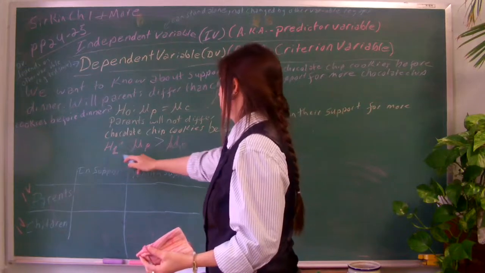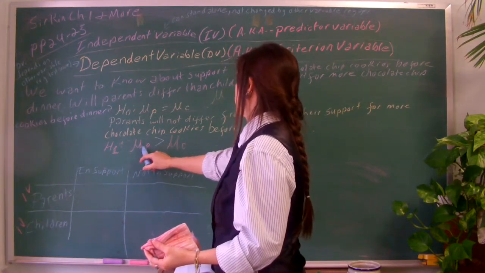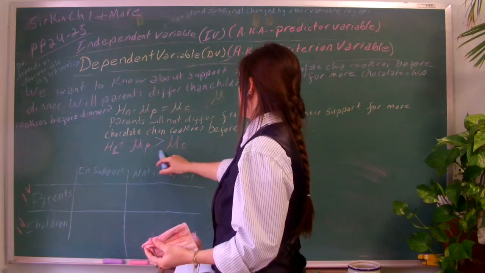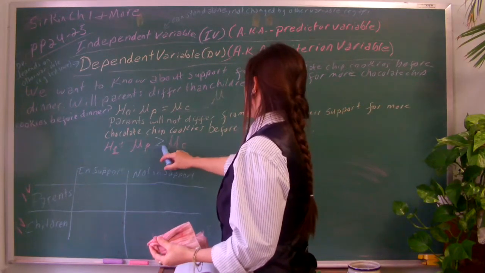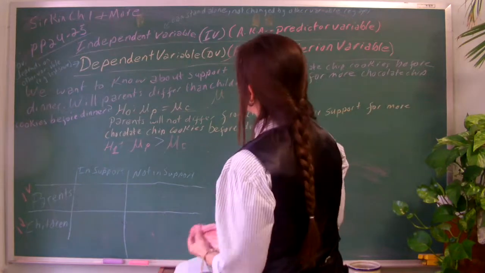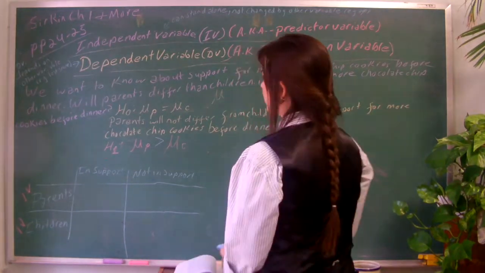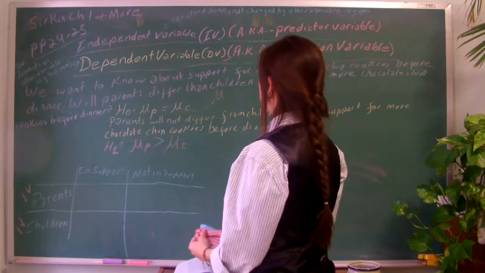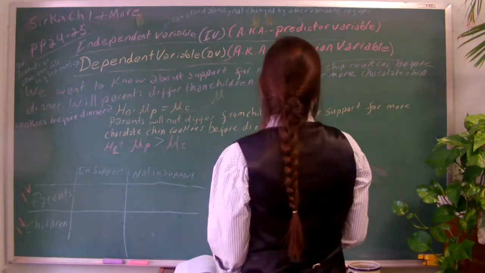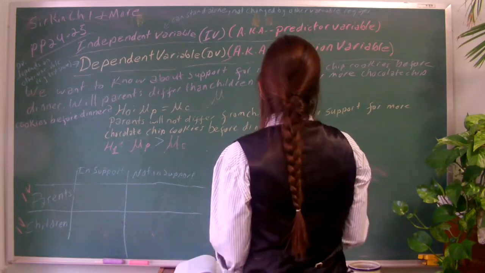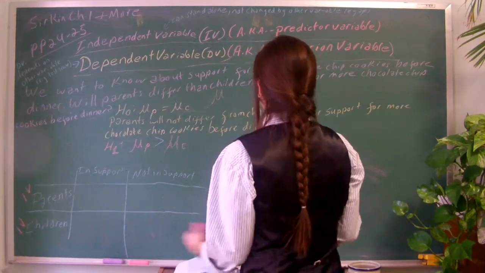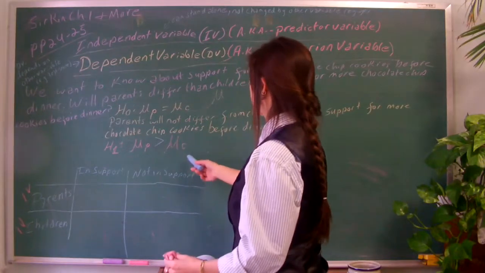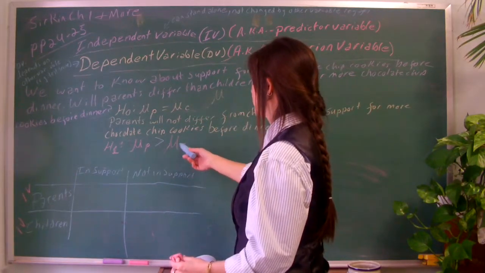So our alternate hypothesis may be like this. Mu subscript P for parents, the population mean of the parents, will have greater support than the children. We'd phrase it something like this: parents will have greater support for more chocolate chip cookies before dinner than their children.